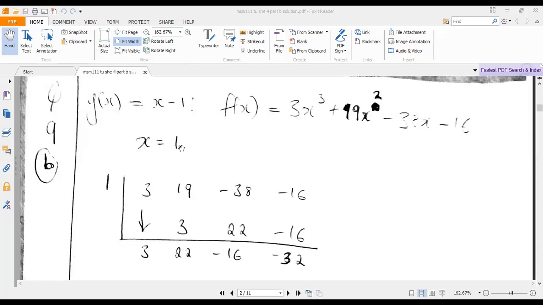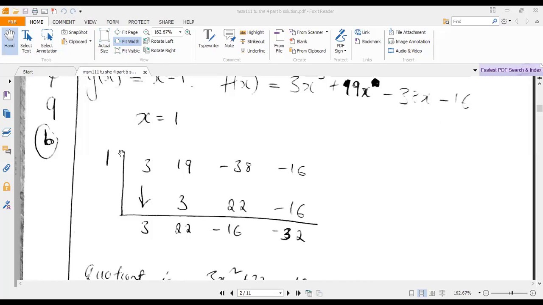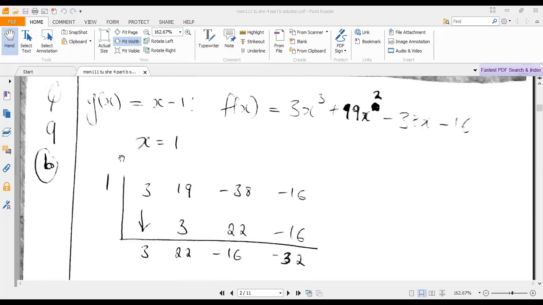Now, when you have that, your job next is to use synthetic division by getting the 1, your factor. Then you write the coefficients of the polynomial you have been given. In our case, the coefficients are 3, 19, negative 38, and negative 16. So we write them here: 3, 19, negative 38, and negative 16. Now, you first drop down the 3, the first coefficient. Always drop it. Don't forget that when you're using synthetic division.